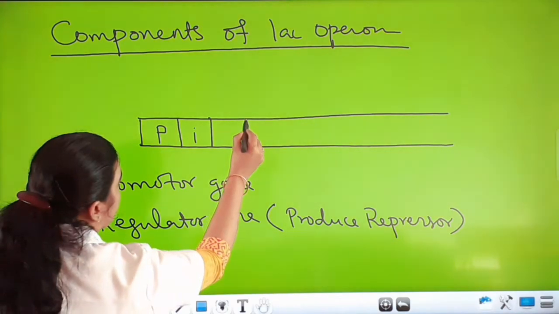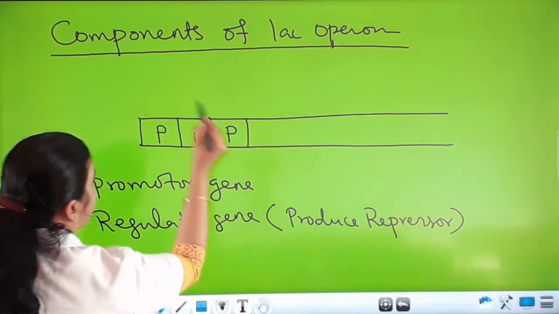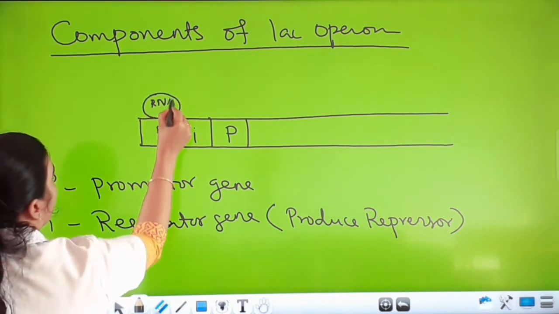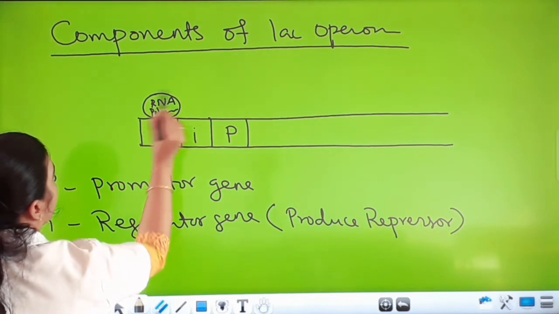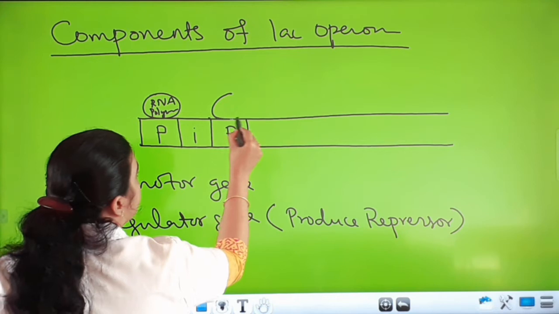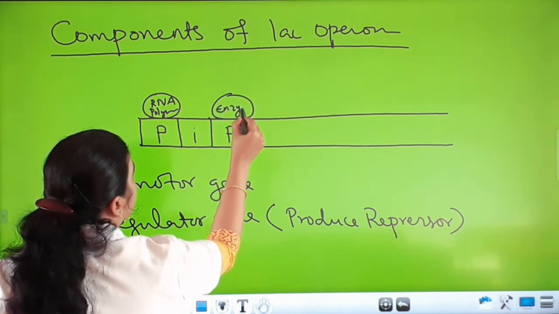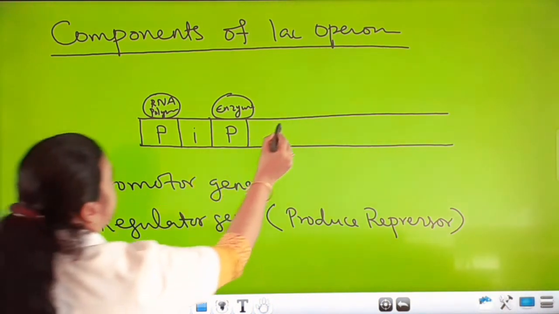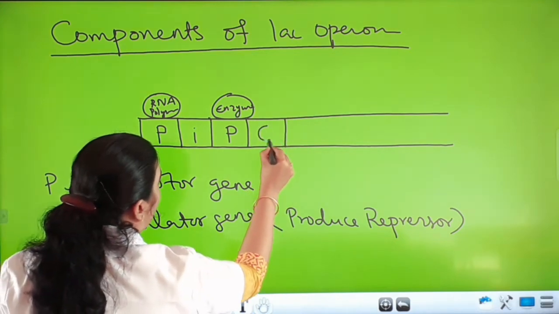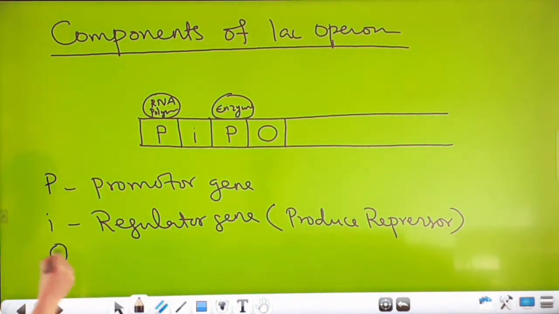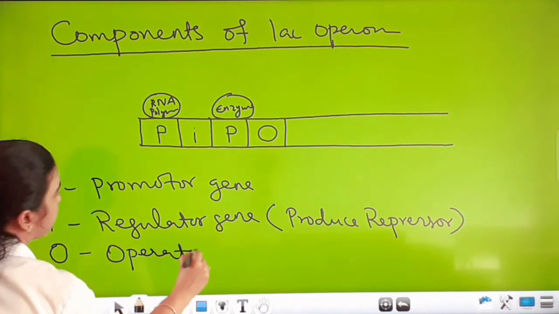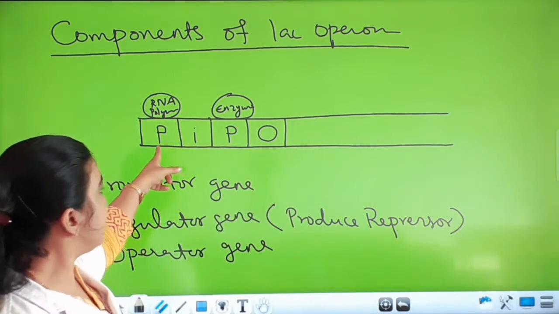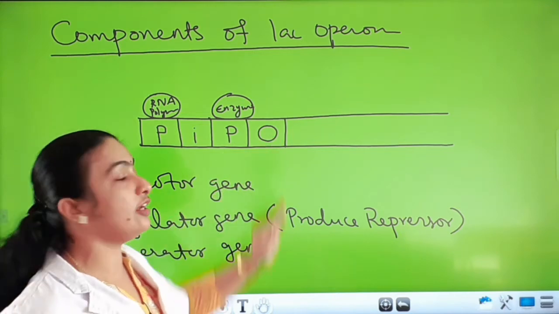And the third site is again the P gene. As I told you, the P gene is the binding site of RNA polymerase enzyme. Here also is the binding site of the enzyme. And after that we can see another gene, that is the operator gene, the O gene. So these are the components of the Lac operon: the first is P gene, I gene, again P gene, and then O gene.